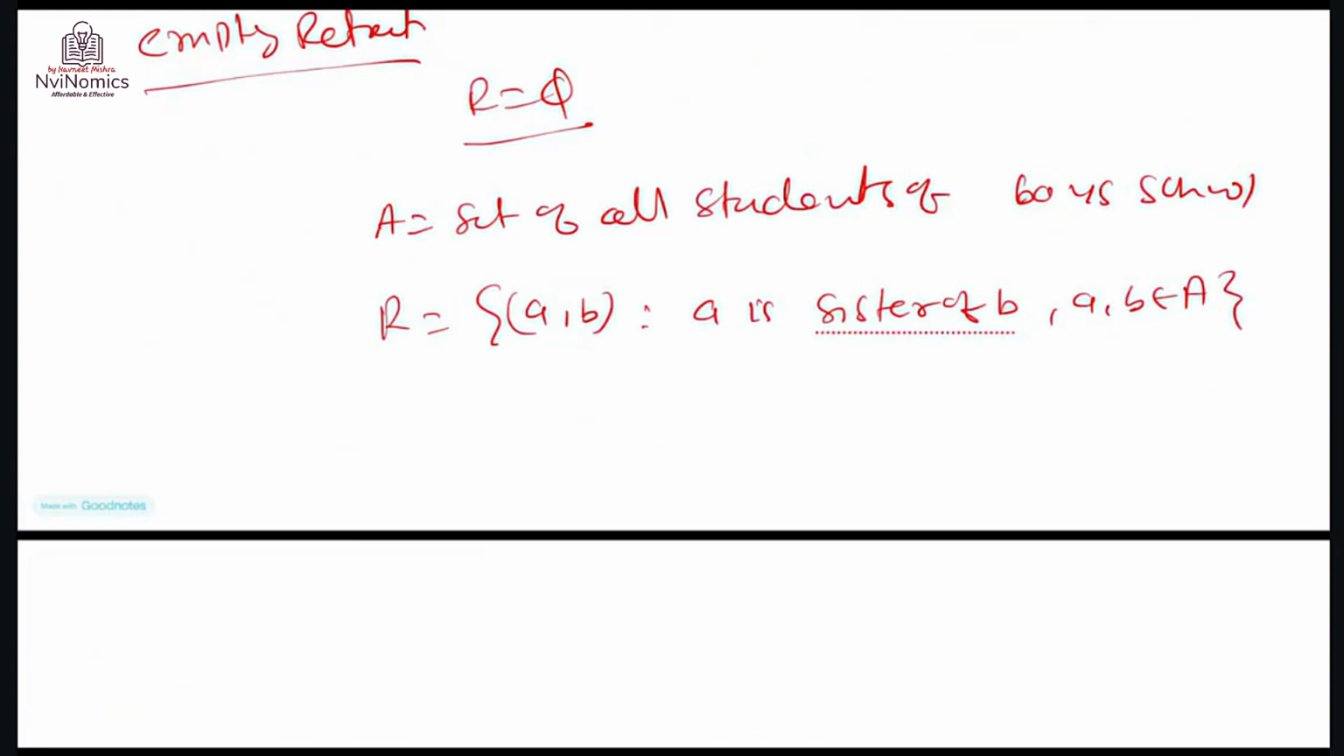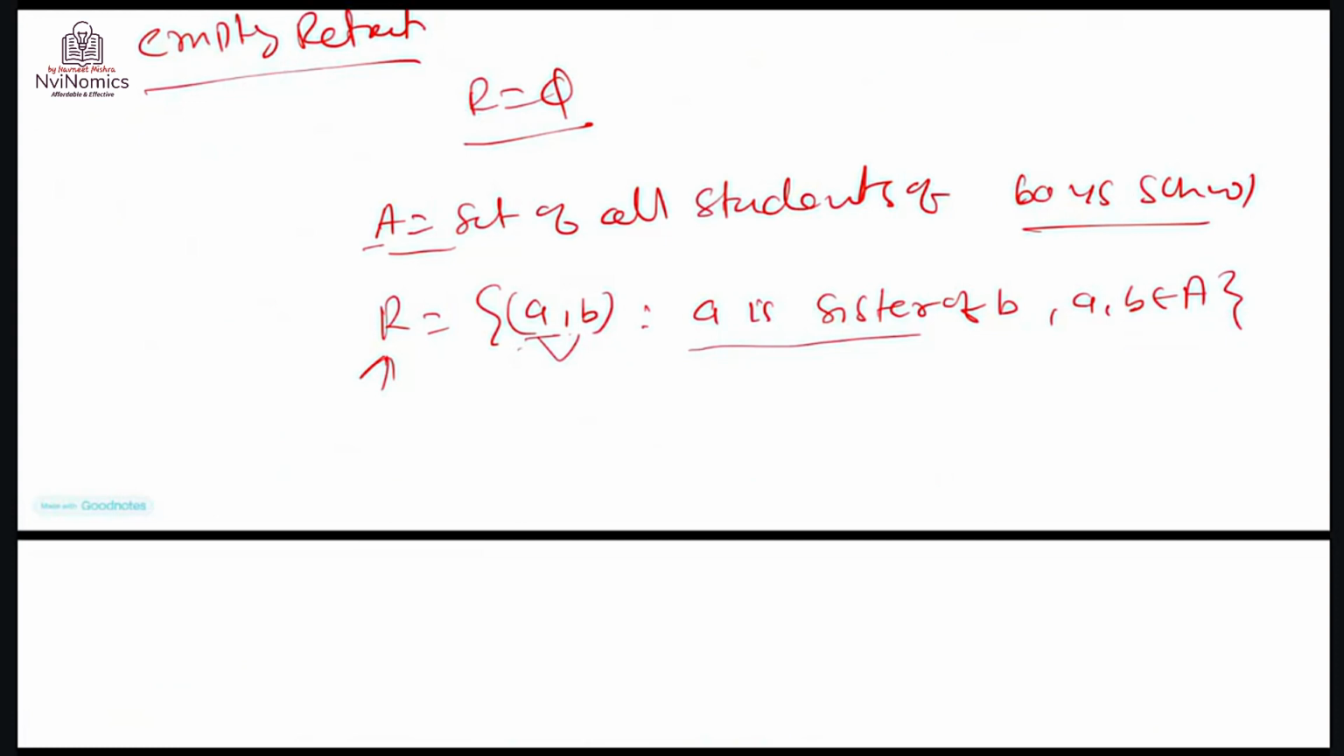This is a boys school, right? So all students have to be boys. Here I'm saying that a and b are elements of A, but the condition is a should be sister of b, which is wrong, since a and b have to be boys. If a and b are boys, it cannot be a sister relation. So it doesn't contain any element, so this relation has to be empty.